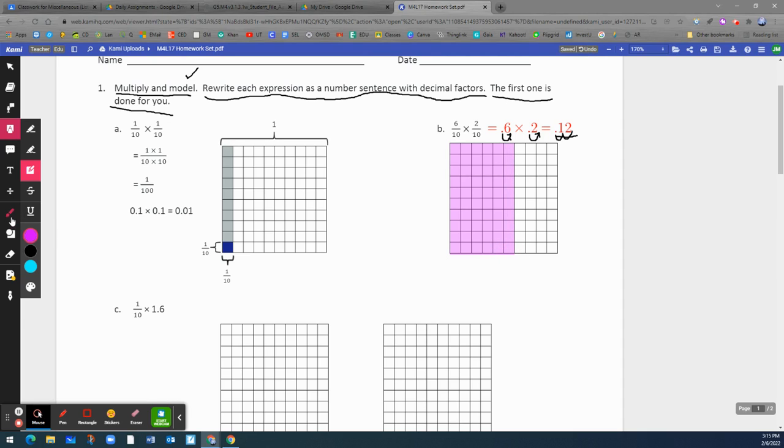Okay, I just showed you the model of 6/10. Now we're going to multiply, but this time we're going to multiply across. So what does it look like? Well, this is going to be 2/10. So we're going to start on this side here.